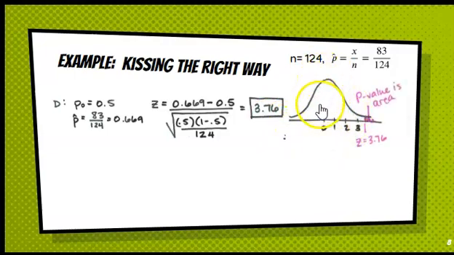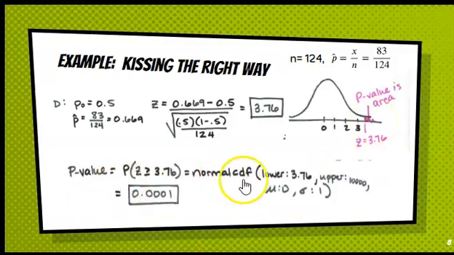0 is the center because we standardized it. 3.76 is way over here to the right, and I'm looking for the area on the right. Remember, our alternative is greater than 50%, so it's a right-tailed test. So to find this area, I'm going to use the norm CDF function in my calculator. My lower boundary is 3.76, upper is like 10,000. Mu is 0, sigma is 1. The reason for that is because I have converted it to a z-score. It gives me a p-value of 0.0001. Now, I can use that value in my conclusion to make a decision.